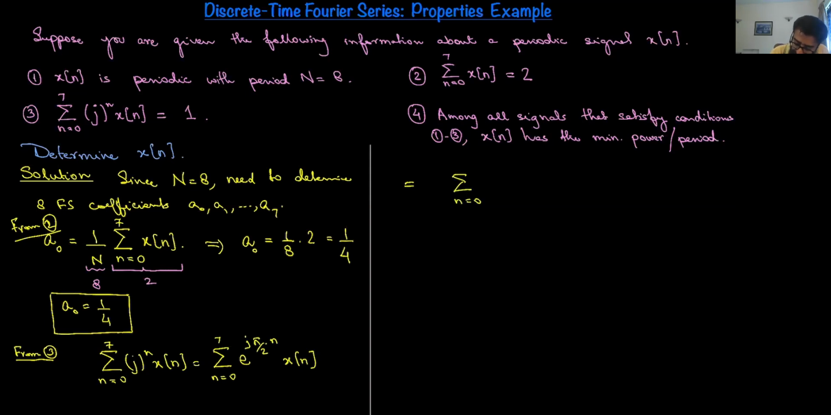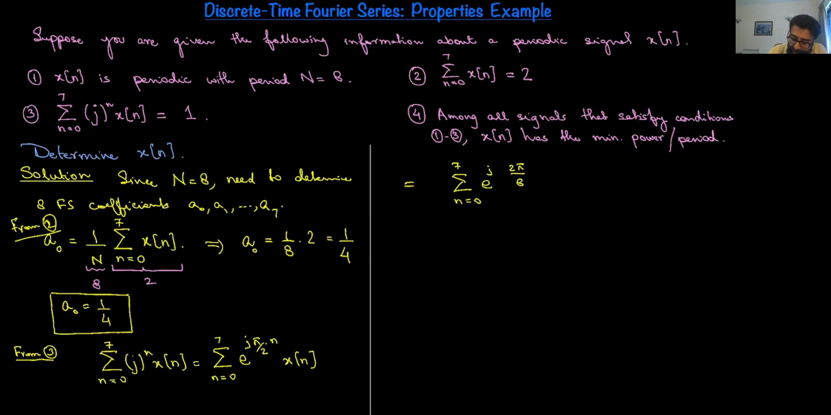n equals 0 to 7, and this is e raised to power j, so this is pi by 2. I just want to write it as some integer k times 2 pi divided by capital N. Remember, capital N is equal to 8. So this is 2 pi by 8.